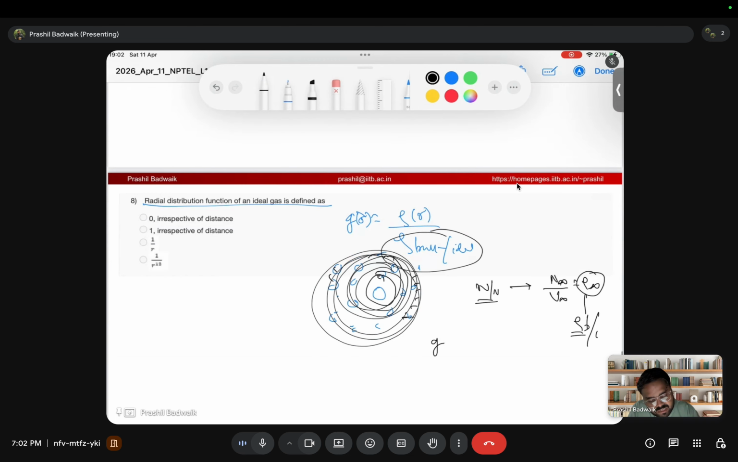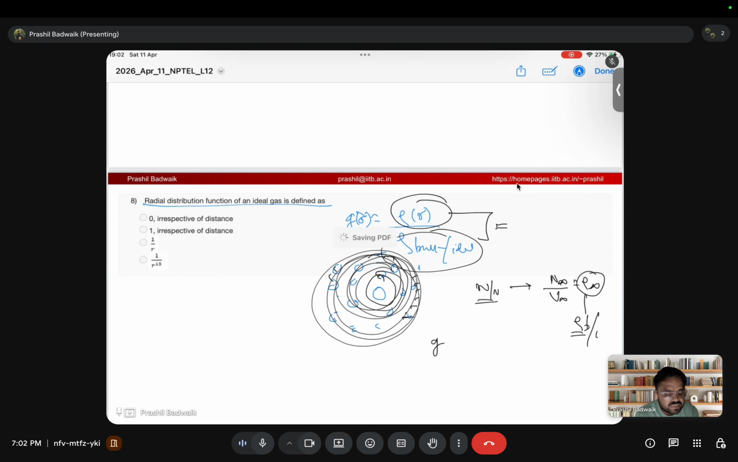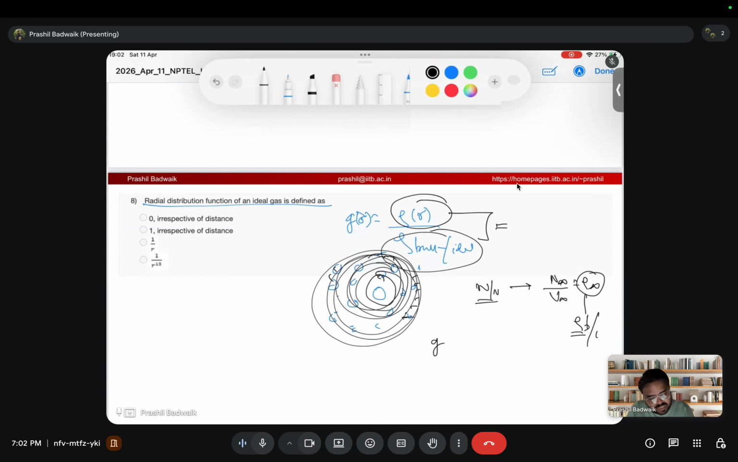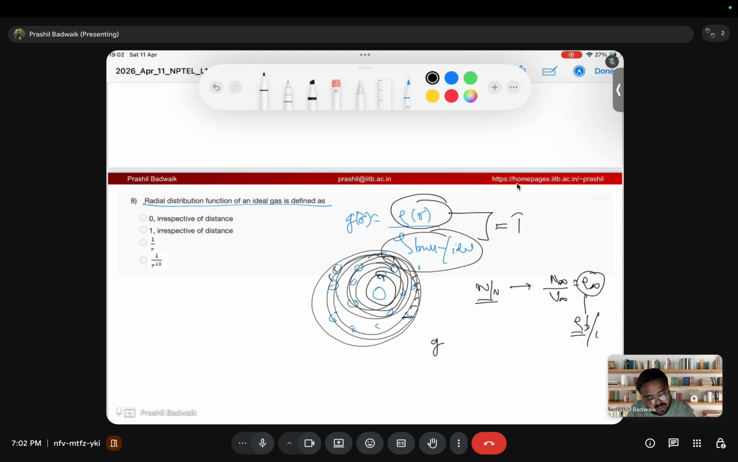If it is an ideal gas, the local density and the bulk density are both the same, and that's where we see the g of r value is equal to 1 throughout r. It is not changing. Everywhere there is an equal probability to find the particle. So g of r will look like this as a function of r. It is 1 irrespective of the distance, correct, irrespective of the distance.